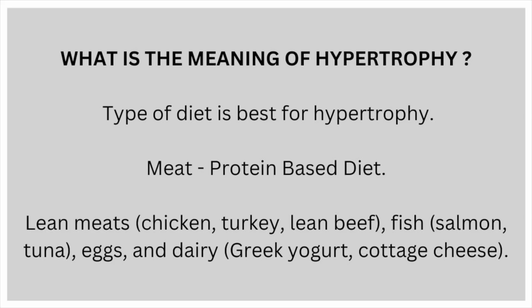What type of diet is best for hypertrophy? Meat, protein-based diets. So lean meats being chicken, turkey, lean beef. You've got fish, salmon or tuna. I like a bit of mackerel and sardines myself as well. We've got eggs and dairy, Greek yogurt, cottage cheese.